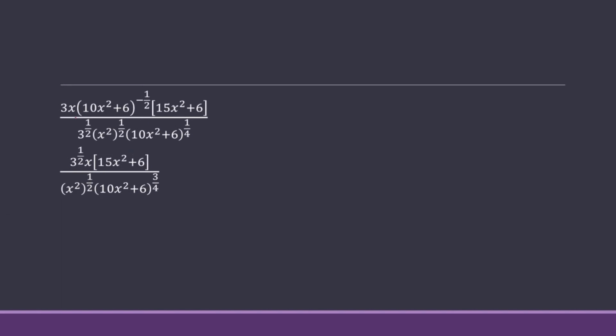And the next thing I did was, 3 divided by 3 to the 1/2 is 3 to the 1/2. And I took this and put it in the bottom. The way I did that was I just subtracted the exponents. So I subtracted negative 1/2 with 1/4 and got negative 3/4. But that's going to be in the bottom now. So when you put it in the bottom, it's going to show up as positive 3/4. And everything else I kept the same.